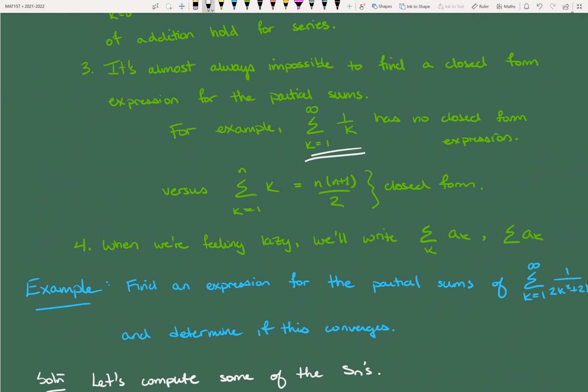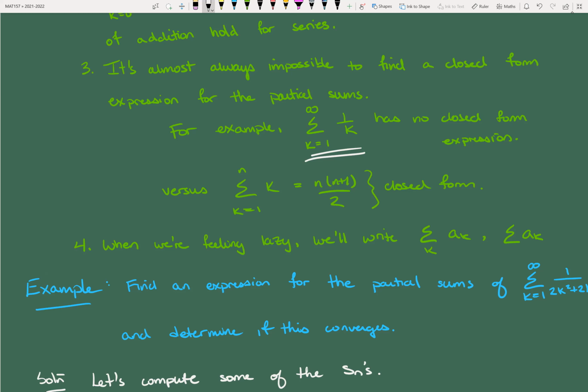like it should give up a closed form expression, right? Like this is really nice. This seems like a pretty simple thing. It should give up a closed form expression. The answer is it doesn't. There is no closed form expression for the sum of 1 over k. And that's, I think, surprising.